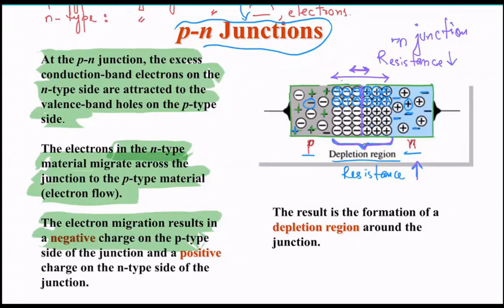Now, the trick here is the way we get this resistance to change is by applying an external voltage to the terminals of the diode. By doing that, we can control the width of this depletion region.